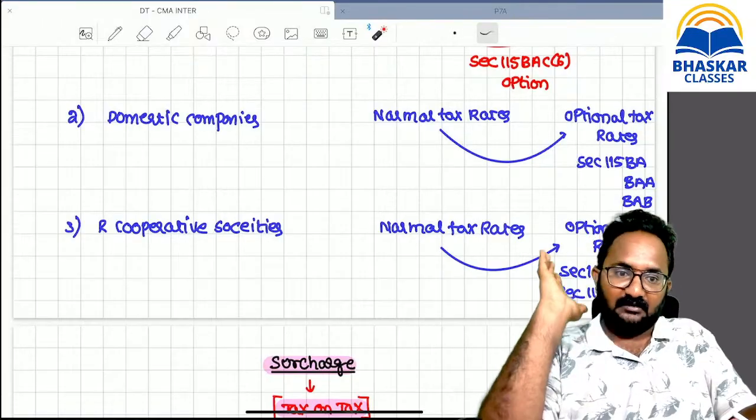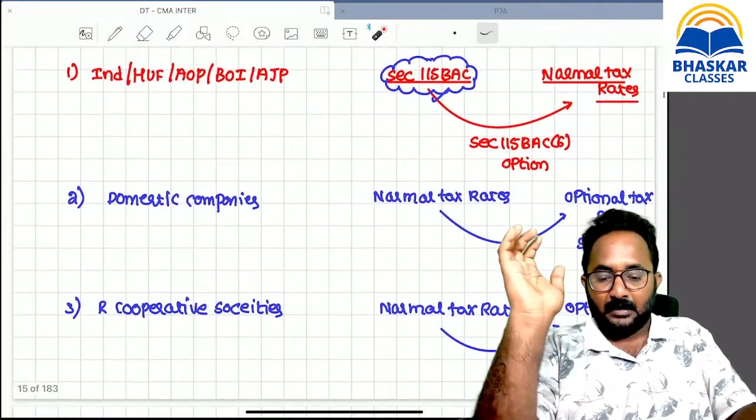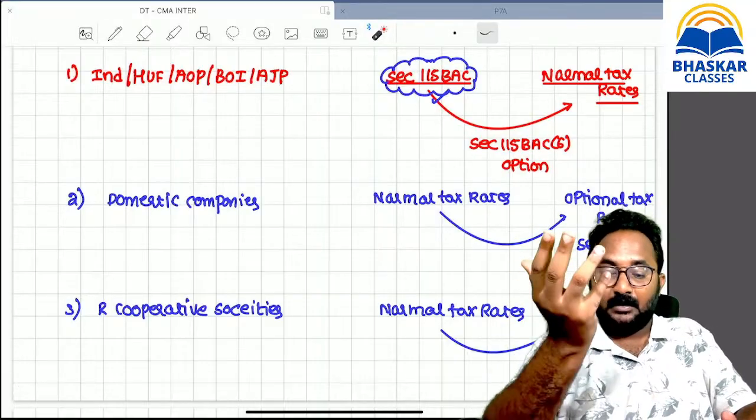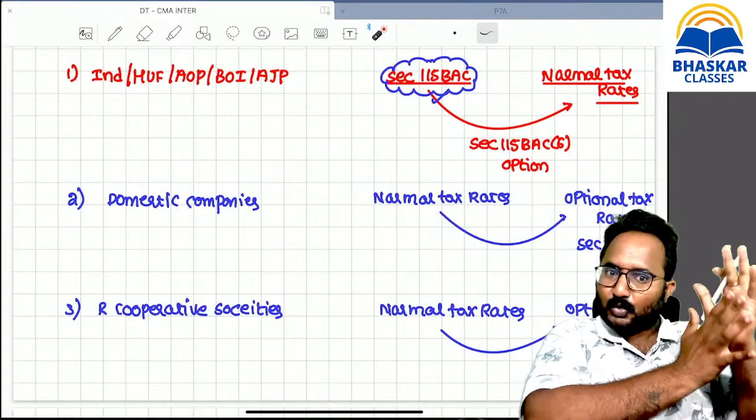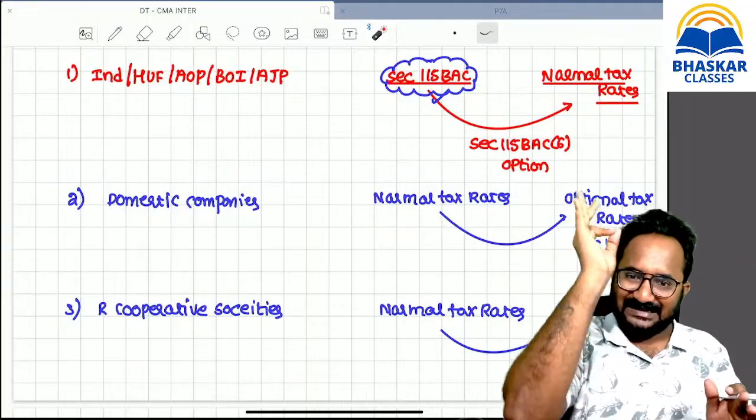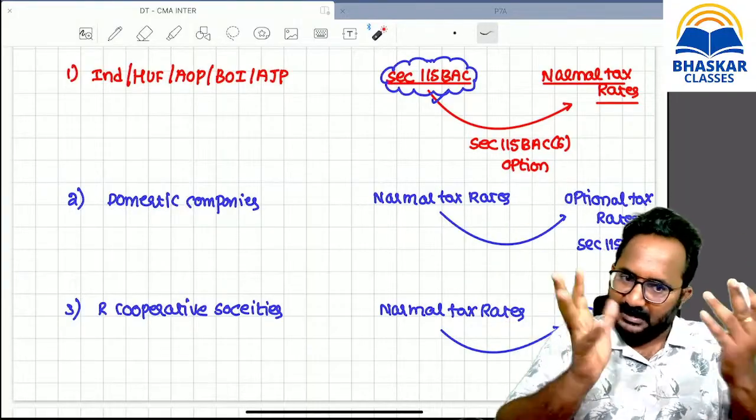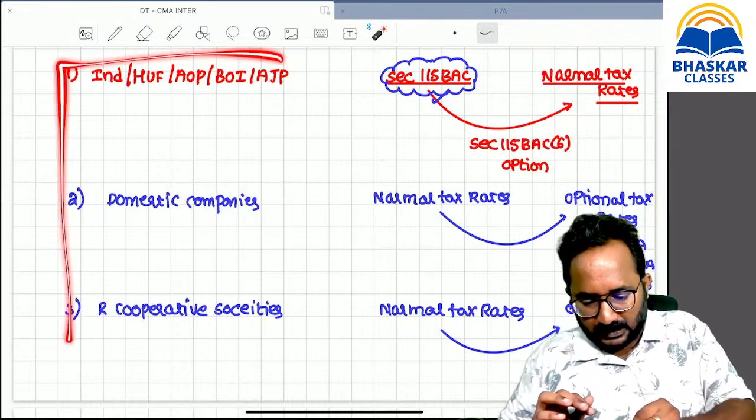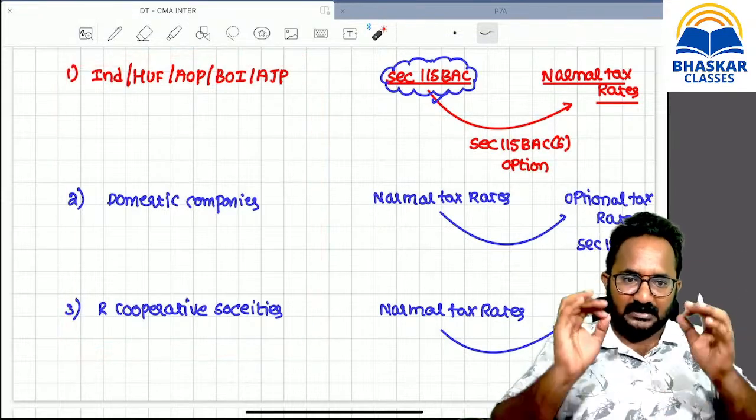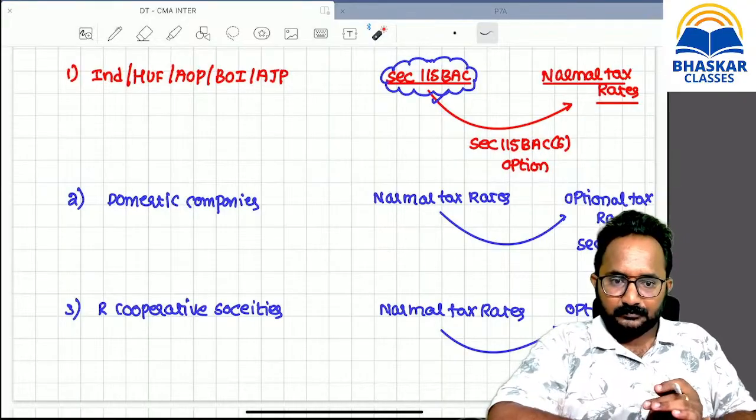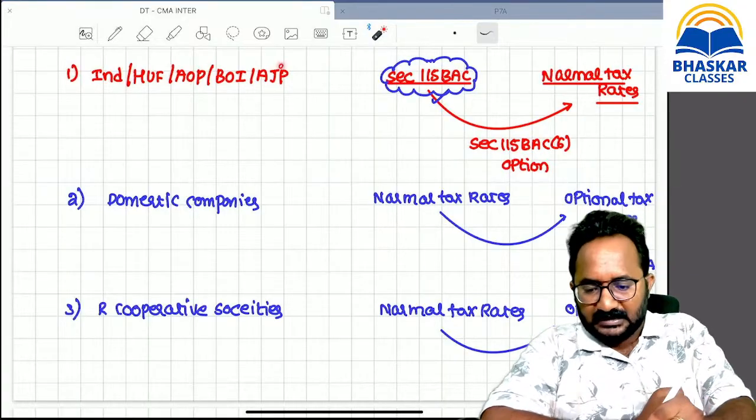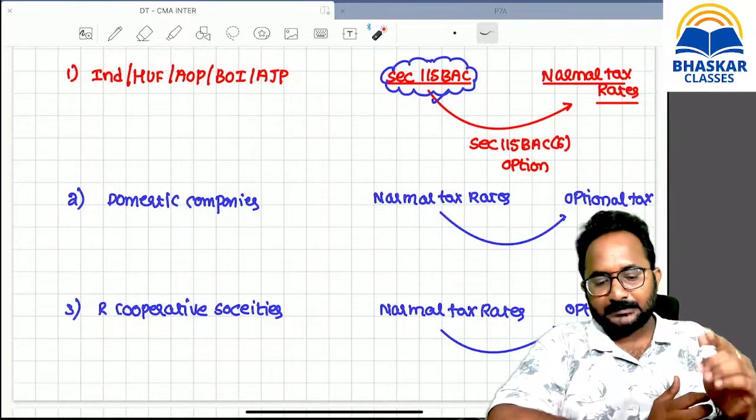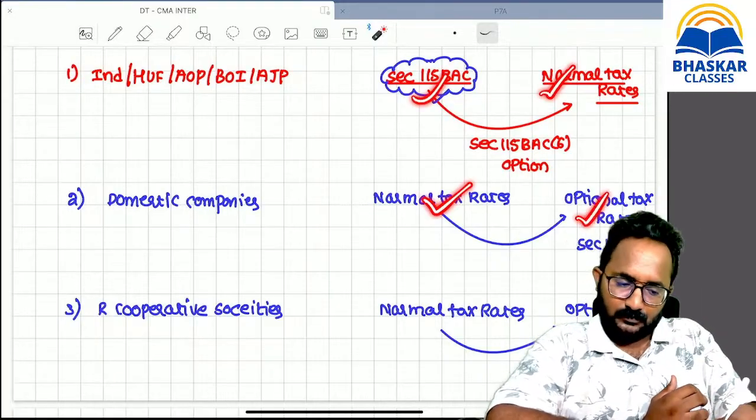But one more thing I will say. For cooperative, for partnership firm, for LLP, for foreign companies, there are no two regimes. Only one regime is there, that is the normal regime. That is the only default one. No need to shift from anything to other. For these three categories only, we have to observe two regimes.